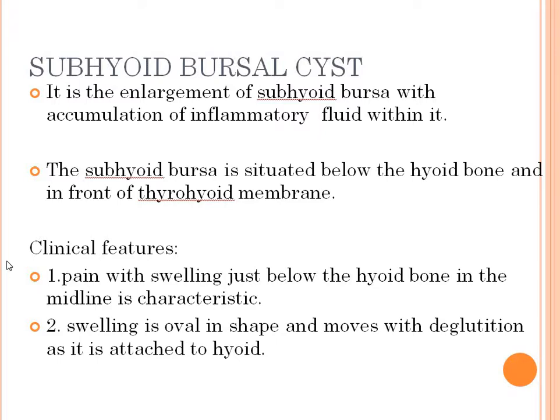Subhyoid bursal cyst. It is the enlargement of the subhyoid bursa with accumulation of inflammatory fluid within it. The subhyoid bursa is situated below the hyoid bone and is in front of the thyrohyoid membrane. Clinical feature: pain with a swelling just below the hyoid bone in the midline is characteristic. Swelling is oval in shape and moves with deglutition as it is attached to the hyoid.